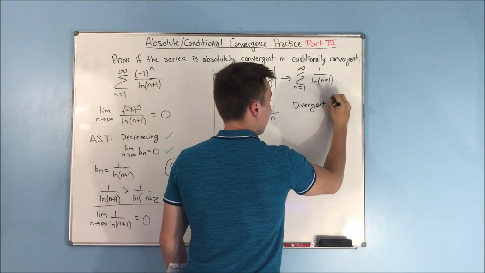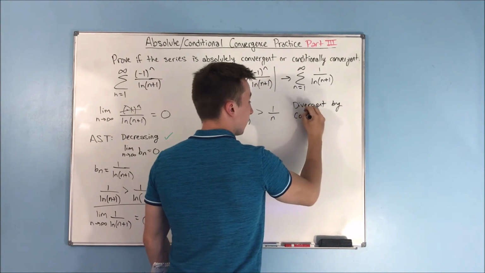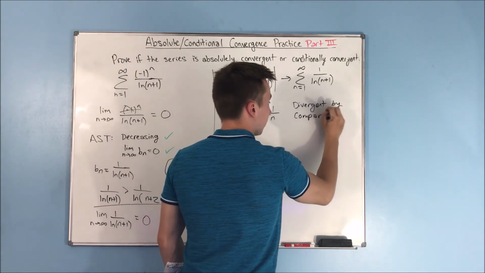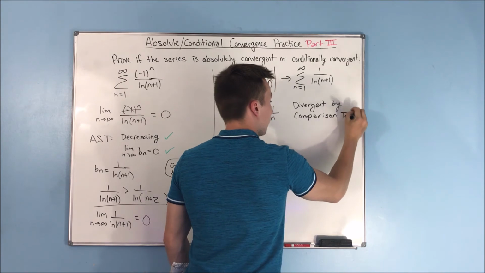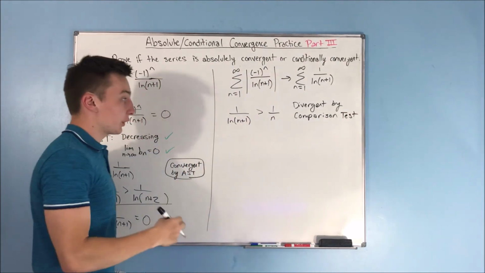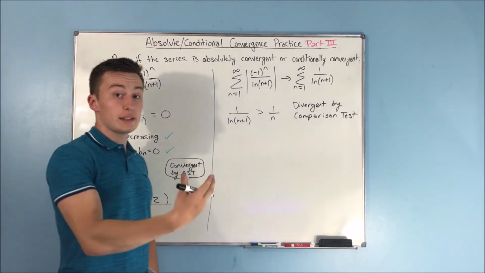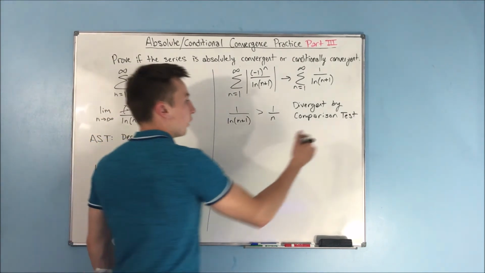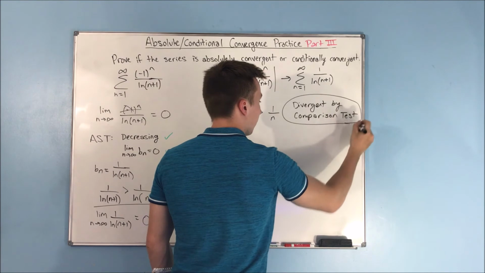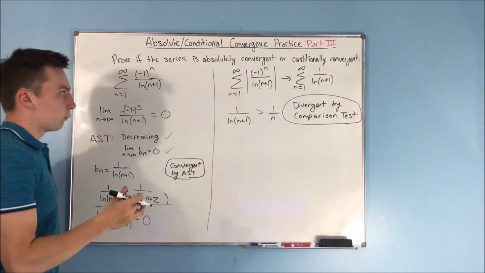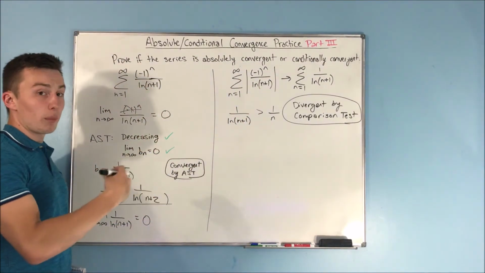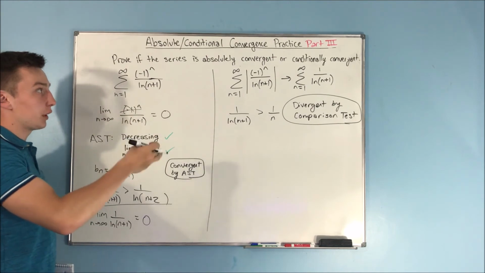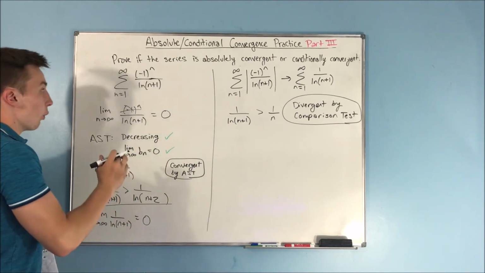And why can we say that? Well, we know that 1 over n, that's our harmonic series, okay? We know that diverges, and if 1 over natural log of n plus 1 is greater than something that diverges, well, it's going to diverge as well. So it is divergent by the comparison test, and let's kind of review what we did here before we can say whether this is absolutely convergent or conditionally convergent.